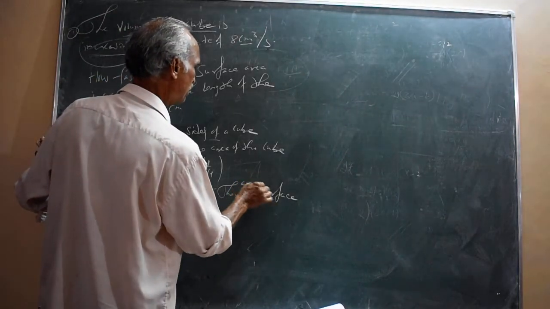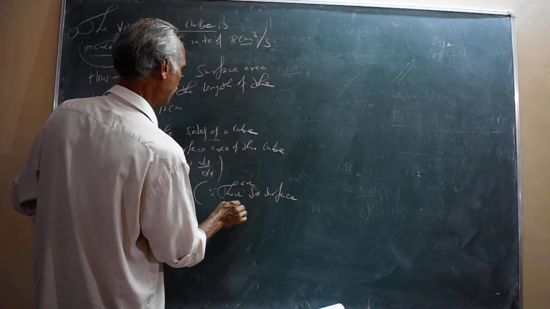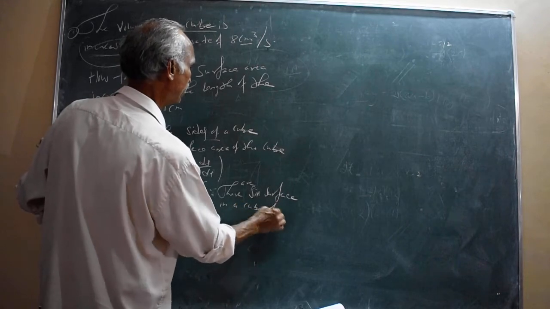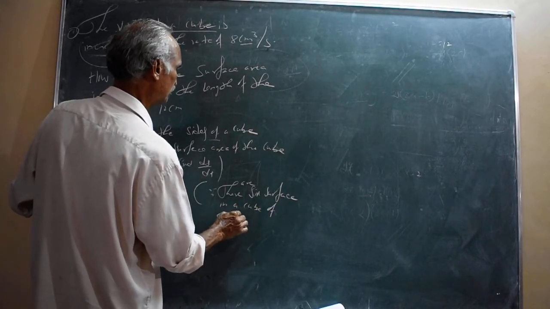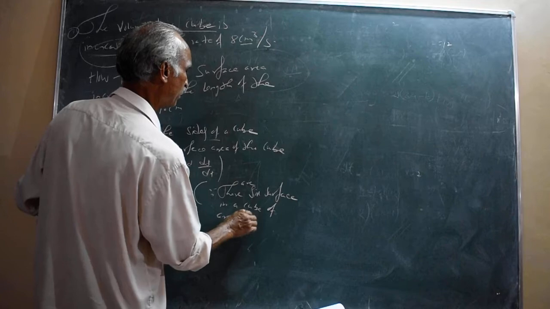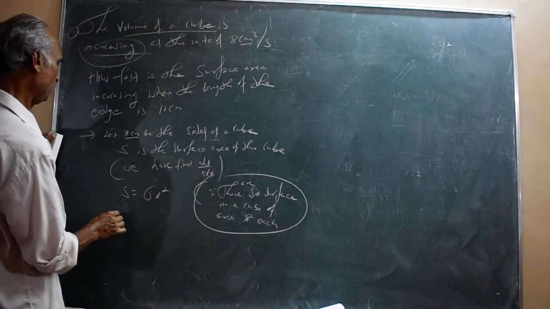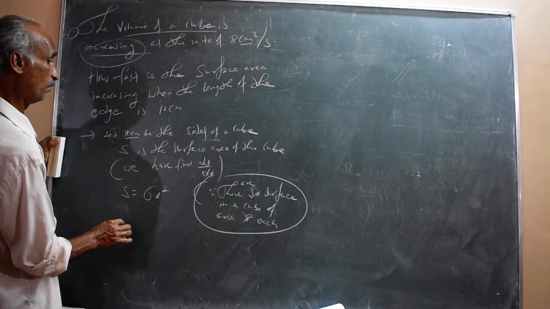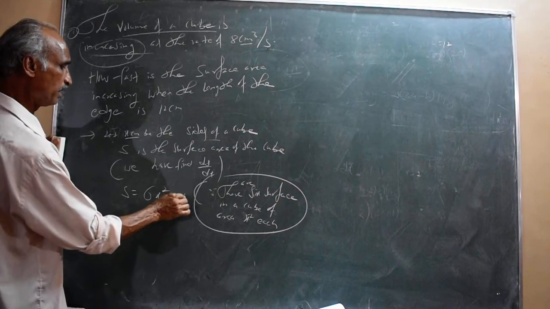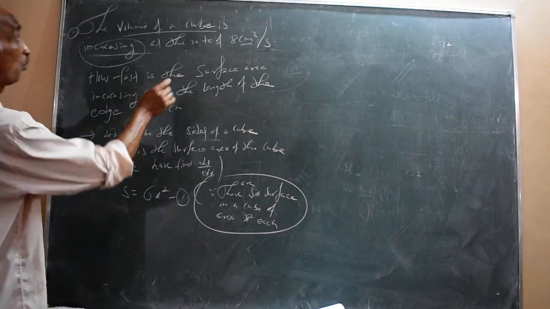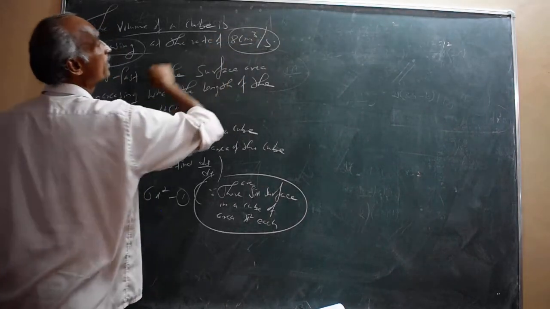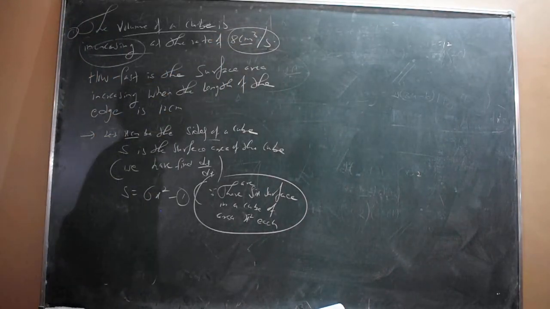There are 6 surfaces in a cube of area x square each. Now, we could stop here, but volume is mentioned. Volume, dV by dt, is given. Therefore, take the equation of volume.